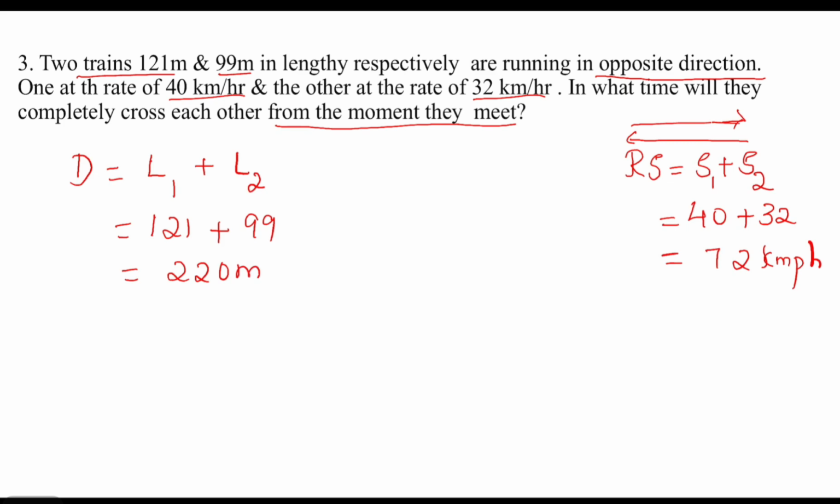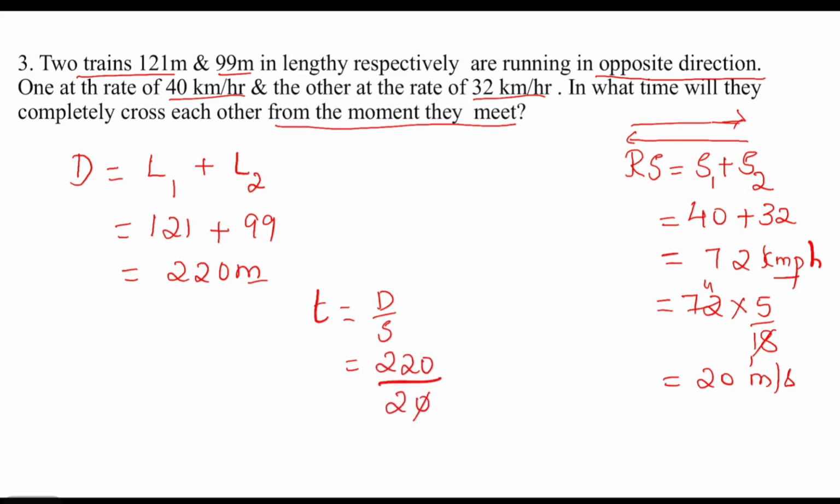Now again distance is in meter but speed is in kilometer per hour. So we have to convert this speed into meter per second. So how to convert? 72 into 5 by 18. So 18 ones are 18, 18 fours are 72, which is equal to 4 fives are 20 meter per second. So the speed also is now in meter per second and distance is in meter. So therefore we can find out the time. So time is D by S. So D is 220 and S is 20. Zero zero cancels, 2 ones are 2, 11 twos are 22. So it is 11 seconds. So the trains take 11 seconds to cross each other.